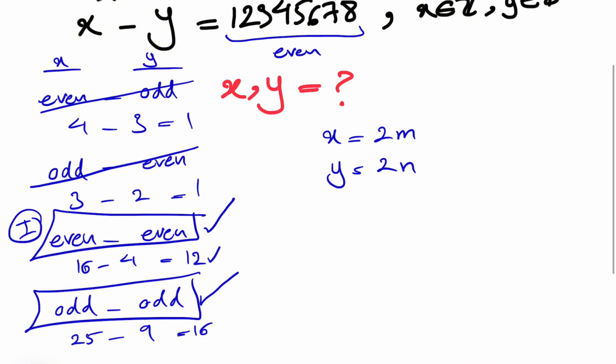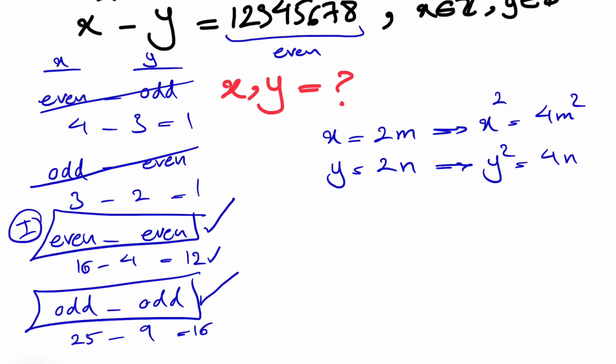And what we are trying to find out in here is x squared minus y squared. So let's see what we have for x squared. It's going to be 4m squared, and what we have for y squared is 4n squared.